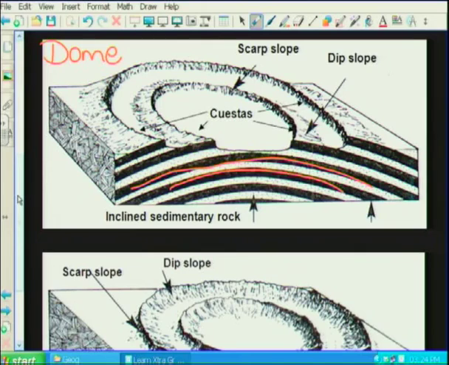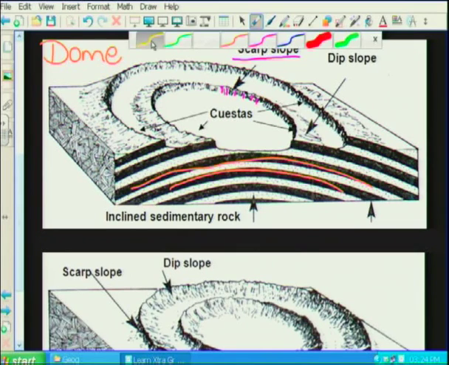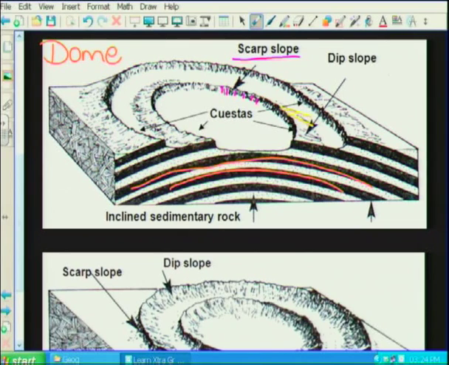Right, now if you are given a diagram, they'll often say to you, does this diagram represent a dome or a basin, and give a reason for your answer. And that reason is actually quite a simple one. If we look at the diagram over here, you will notice that these steep slopes facing inwards are referred to as your scarp slopes. These slopes going down over here are far more gentle, and once again they refer to our dip slopes.